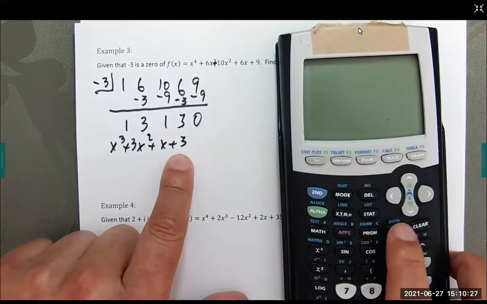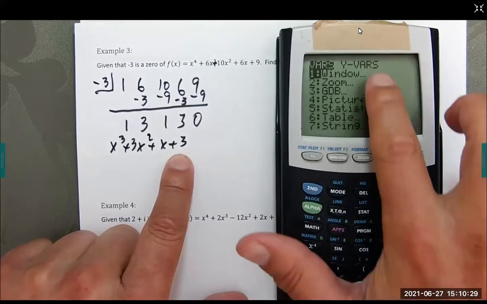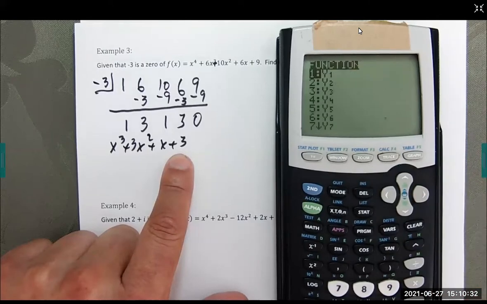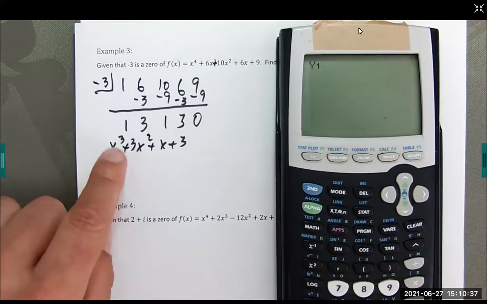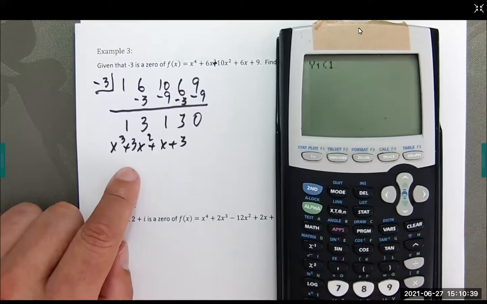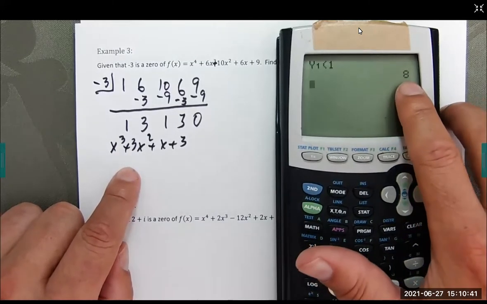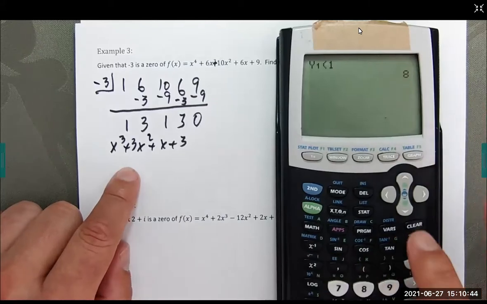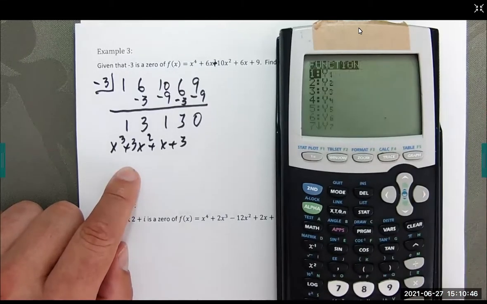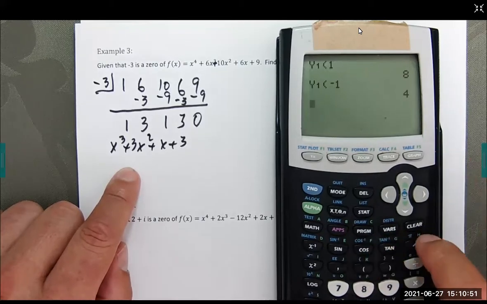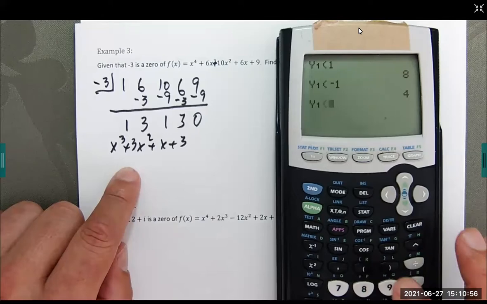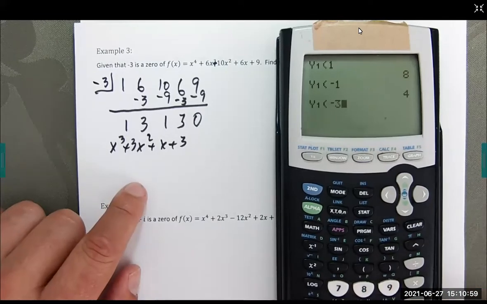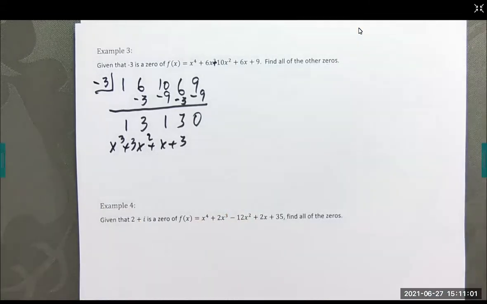So I'm going to do this. I'm going to hit vars, y variables, and function. I put this expression into y1, and I'm going to evaluate it at 1. If I get 0, then I know that it's a zero, but this one clearly isn't. Vars, y vars, function. Evaluated at negative 1. Nope. Vars, y vars, function. Let's try negative 3 again.